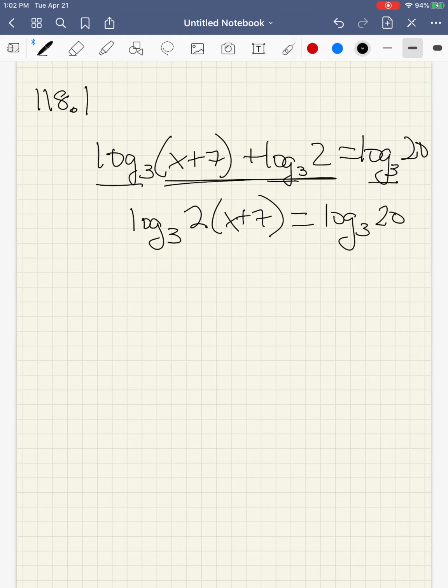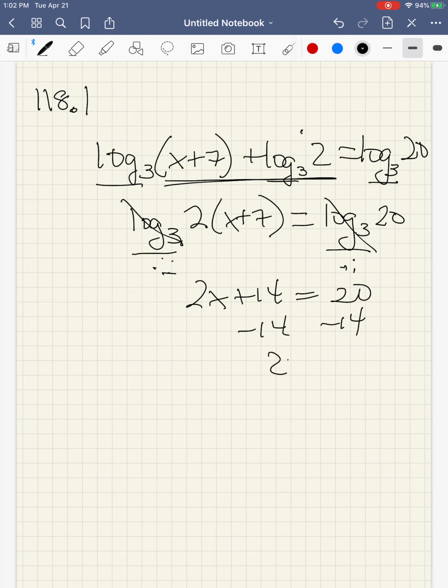Okay, now at this point in time, I have a log base 3 equal to a log base 3. I have one log base 3 on this side and one log base 3 on this side. That means they're going to cancel out. I cannot cancel them until I get them to this point where it's a log base 3 equal to a log base 3, okay? Do not cancel logarithms when you begin, all right? They don't always cancel. This cancels because it's a log equal to a log. So now all I have left is 2x plus 14 is equal to 20.